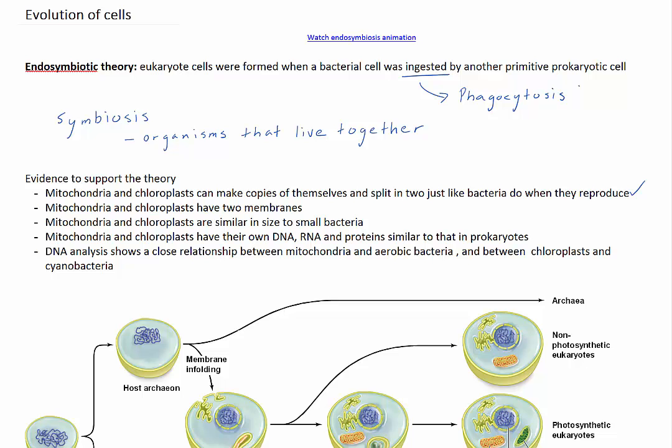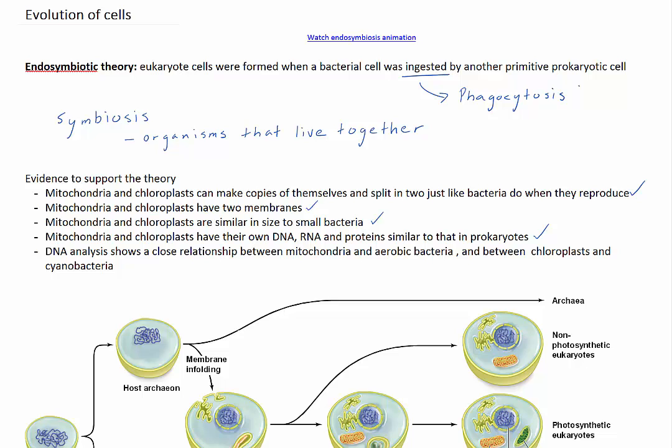Both mitochondria and chloroplasts have two membranes. The outer one is probably derived from the host membrane when it engulfed the bacteria, and the inner one is probably the membrane of the ingested bacteria. Mitochondria and chloroplasts are also similar in size to small bacteria. They have their own DNA, which is contained in a circular molecule like that in prokaryotes. They also have RNA and ribosomes, similar to those of prokaryotes, so they can make their own proteins.